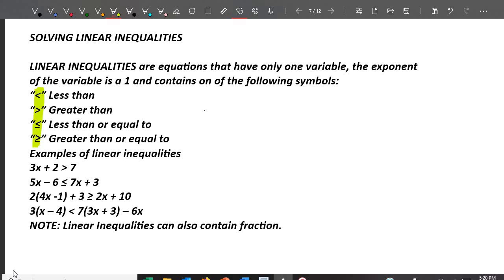If it's pointing to the right, it's a greater than or equal to. And of course, here are some examples of linear inequalities. They can have parentheses, the distributive property, combine like terms, things like that. There are linear inequalities that contain fractions, which works just like the equations where you have to find the common denominator. I'm not going to do any of those, but they can also be fractions.